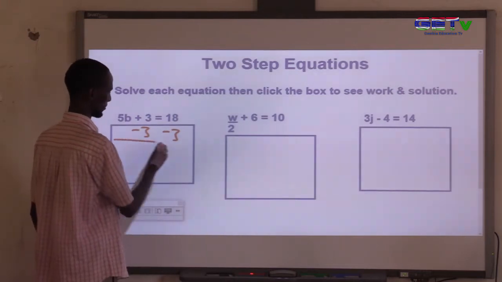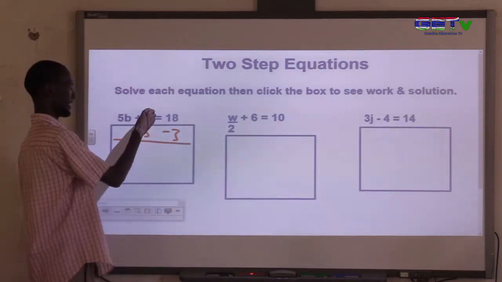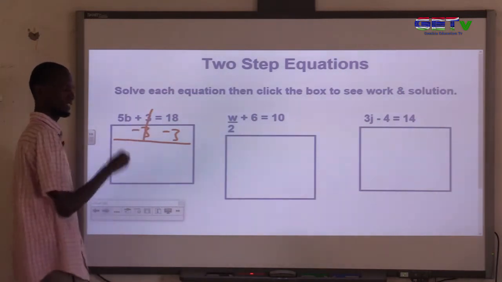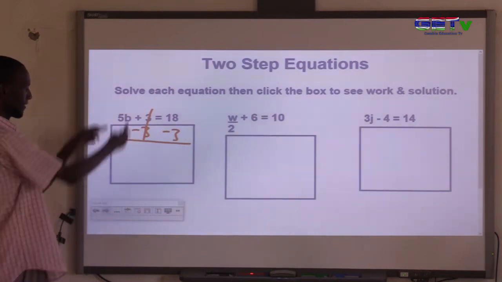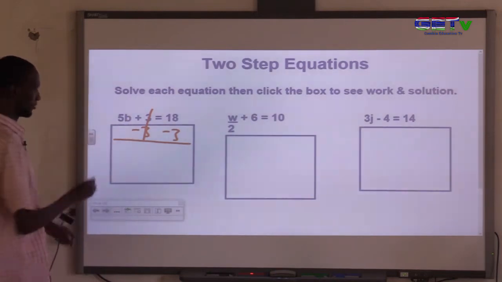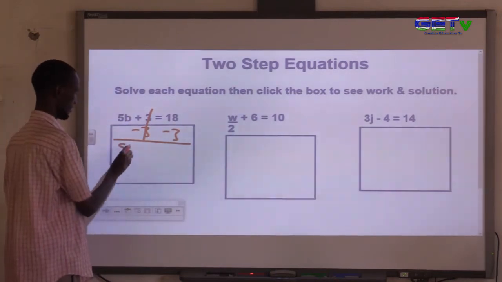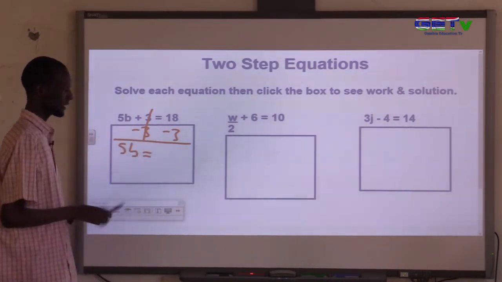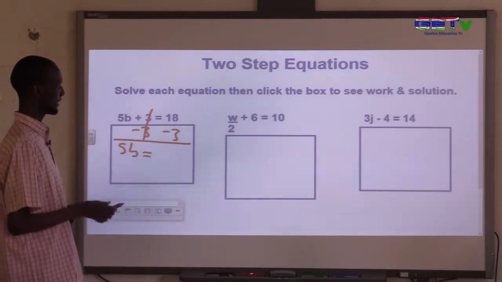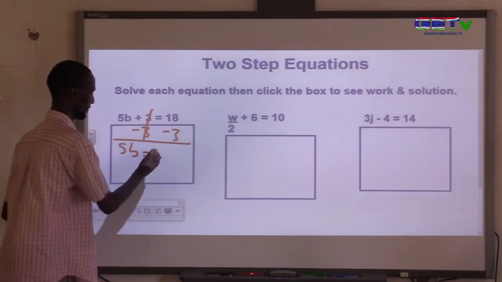And then what's going to happen? The 3 will cancel out the 3, because again, 3 minus 3 would be 0. So they just cancel out. But still, the 5b is there, so you bring down the 5b. Equals 18 minus 3 would be 15.